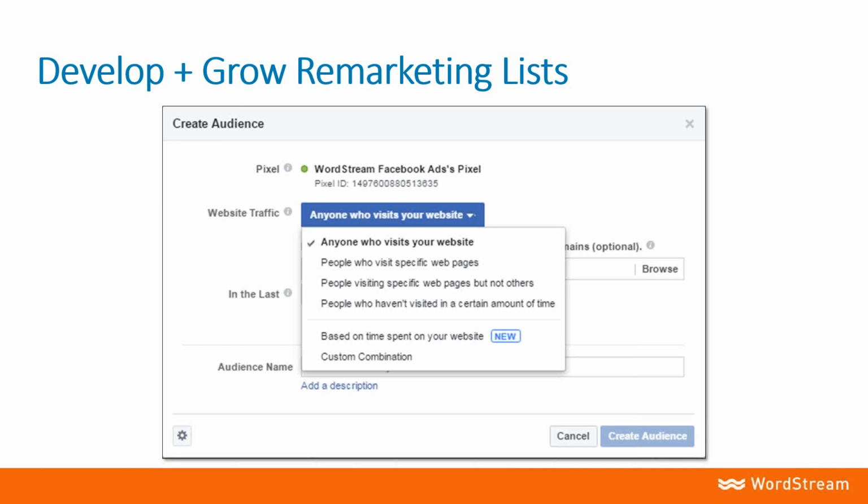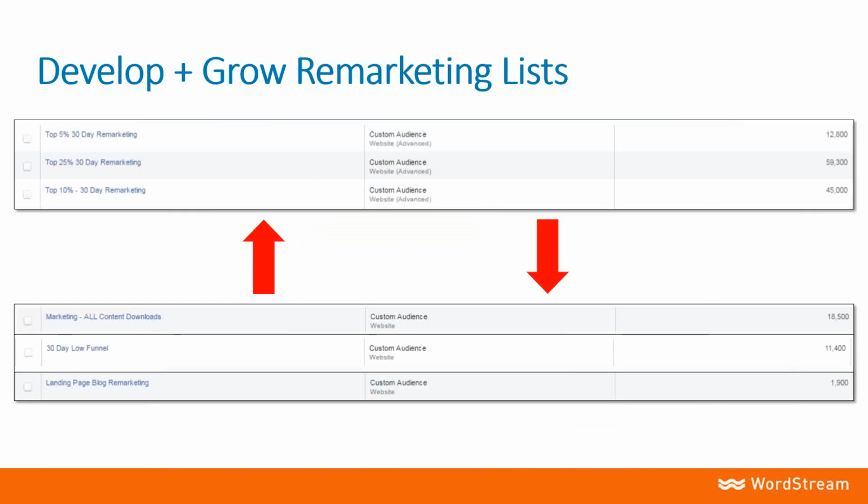And then obviously at the bottom you can take a custom combination and mix and match all of these different things together. Some examples of that you can see on top are the broader ones, where I took the top 5% of our 30-day remarketing, top 25%, top 10%. These are rather broad, yet they're the people that spend that percentage of time on our website. And then on the bottom, you can see more refined, more granular ones.